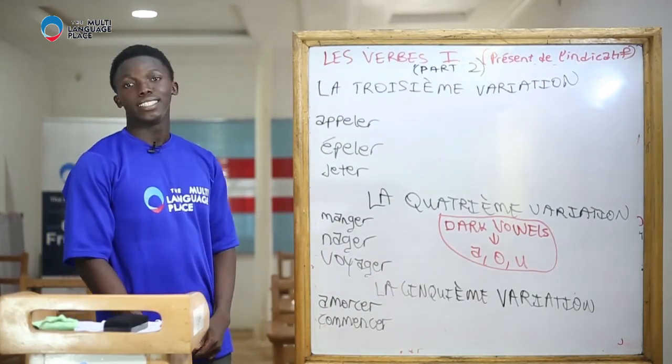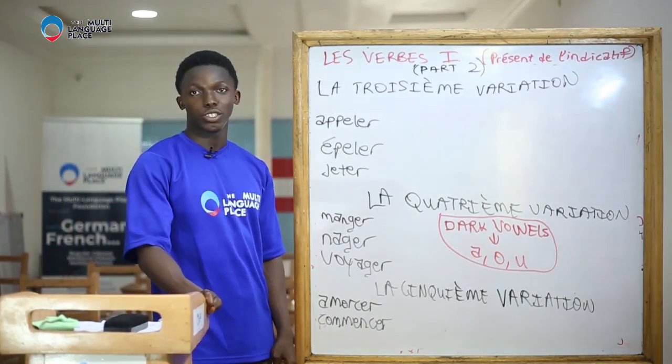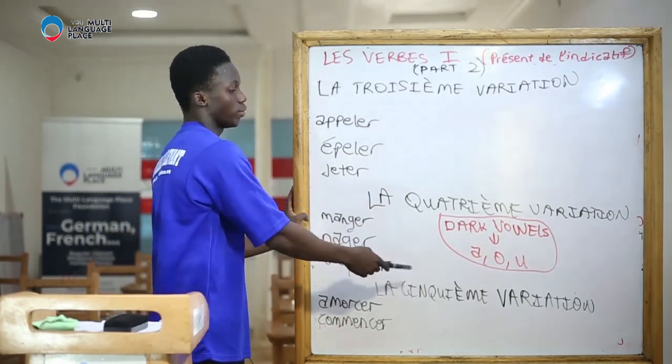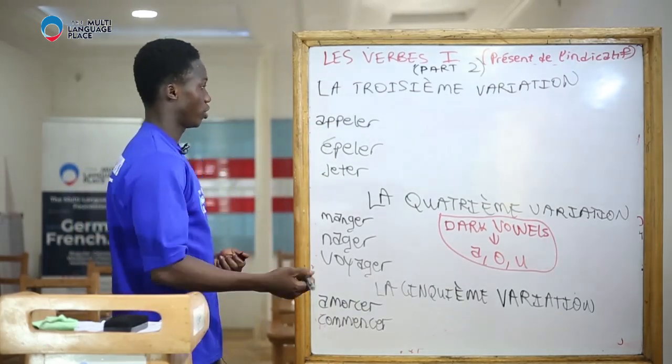Très bien. In the last class, we treated the first variation and the second variation. In this class, we are going to see the third variation, the fourth and the fifth variation. Now, we are starting with the third variation.